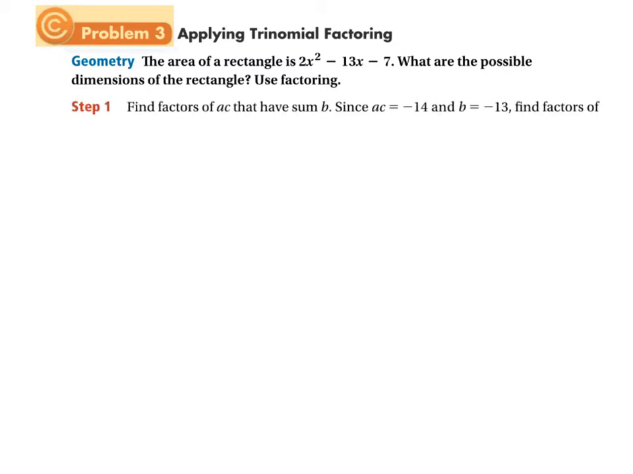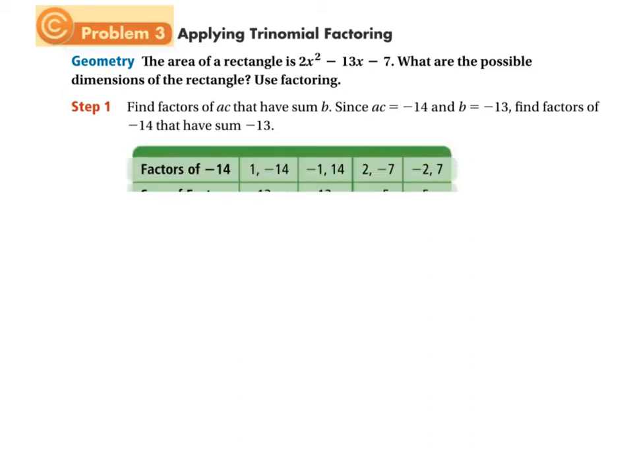Well, first of all, we need to find AC. What is AC? AC is 2 times negative 7, or negative 14 right there. And we're going to find the factors of that that have a sum of B. What is B? Negative 13. A big clue here is that, see how AC is only one more than this? Then that means that we're probably going to get 1 times 14.